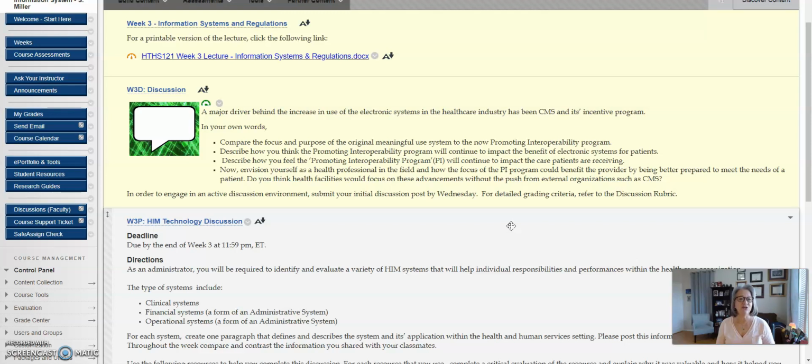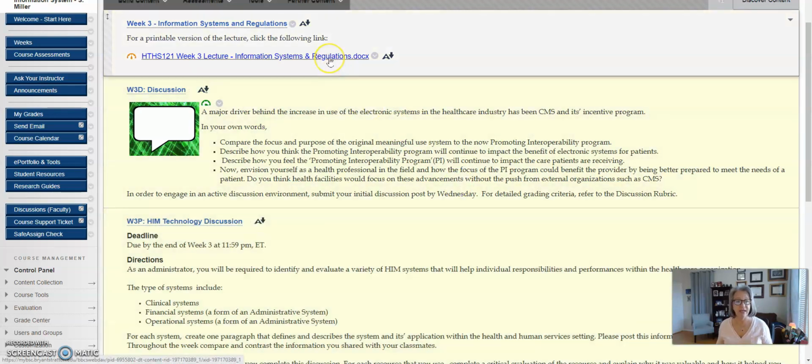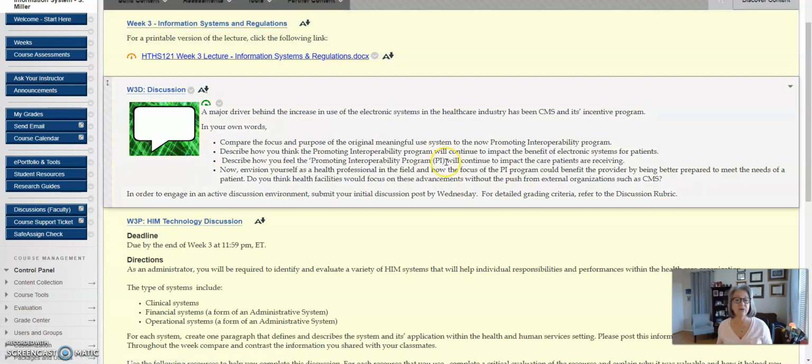But moving on to week 3, let's think about week 3 a little bit. Week three's topic is information systems and regulations. I have our week 3 menu open. And of course, you're going to start with the lecture. After you've completed the lecture, make sure that you download it by clicking right here where it's got the .x, and it will download it as a Word document for you, and you can add it to your lecture library.